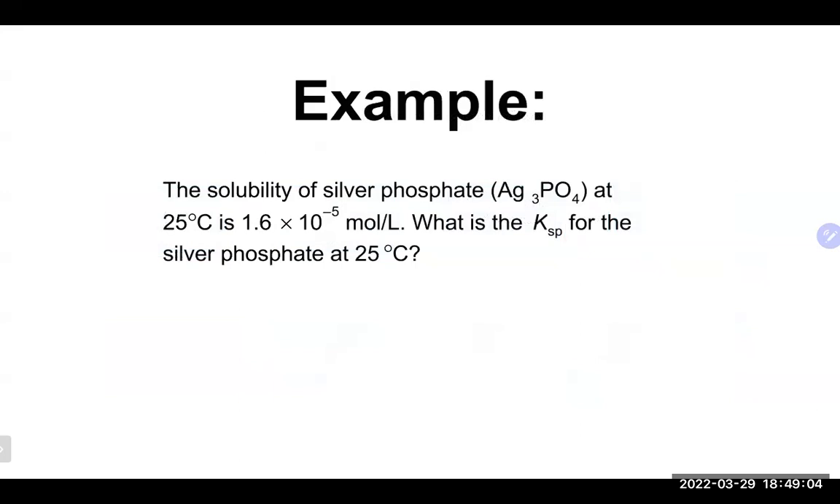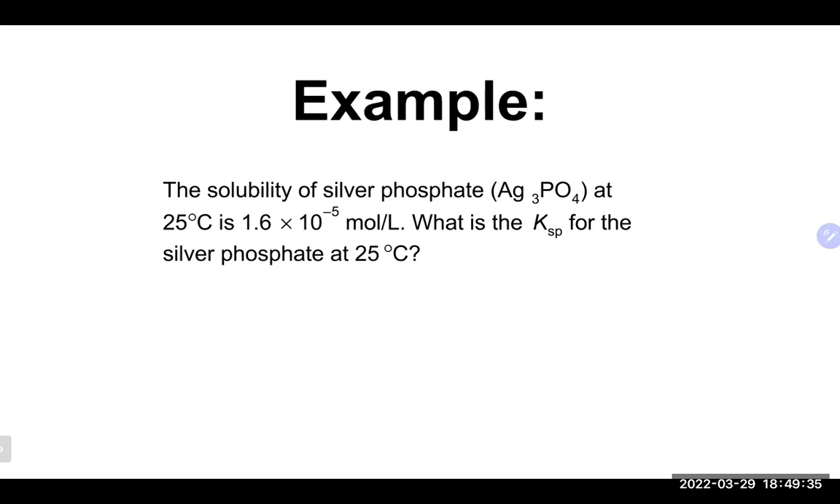So let's take a look at one here together and see how we can go through this. The solubility of silver phosphate at 25 degrees is 1.6 times 10 to the minus 5. Here we are looking for the KSP for silver phosphate. This is a situation where we are looking for the KSP, which is technically a situation where you don't really need to do an ice table, but I'm going to do one here just to show you what it looks like and how it can be very helpful for you.